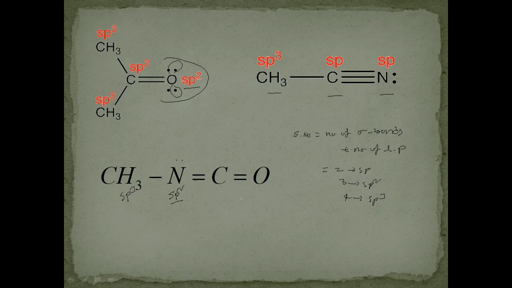Now coming to this one, this carbon contains 2 sigma bonds and 2 pi bonds. There is no lone pair, so it undergoes sp hybridization. And this oxygen is also sp2 hybridized, with 2 lone pairs and 1 sigma bond. So here in methyl isocyanate, MIC, there are 2 sp2 hybridized atoms. That's it.